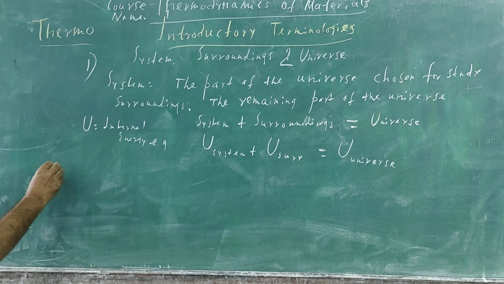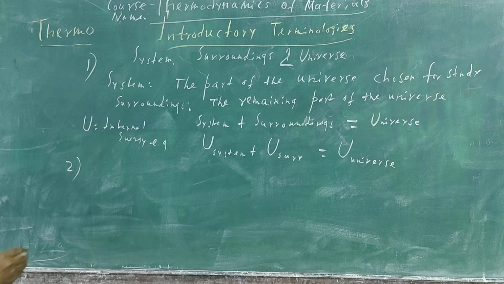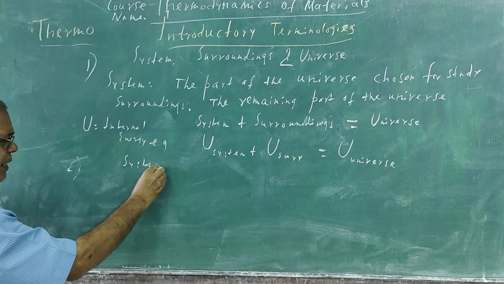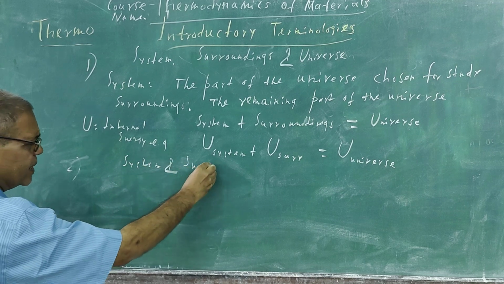Now take up the next one. Important is types of system. Now the concept. Then you will note here, I forgot it: system and surroundings are separated.